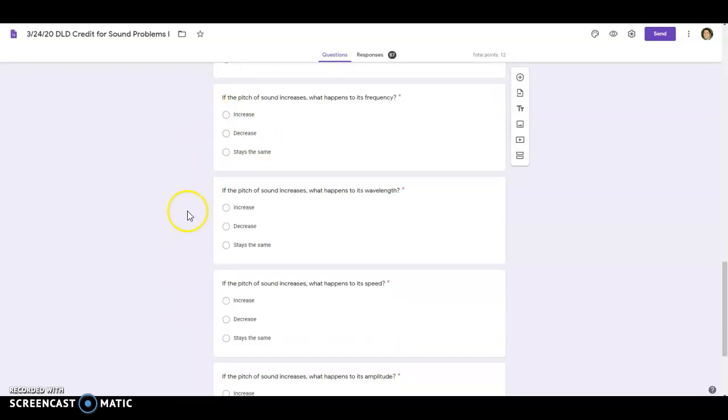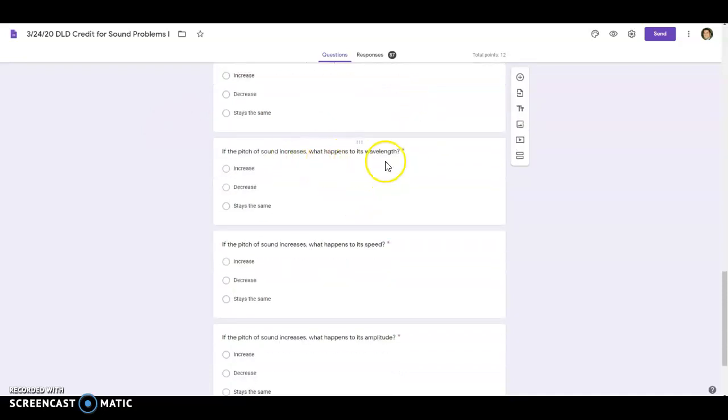The last couple of questions are increase, decrease, remain the same types of questions, so those should go pretty quick. If the pitch of sound increases, what happens to its frequency? Pitch and frequency are directly related. Pitch goes up, frequency goes up. Now frequency and wavelength are inversely related. If frequency goes up, the wavelength has to go down. The more often the wave, the shorter the wave is. So pitch increases, wavelength decreases.